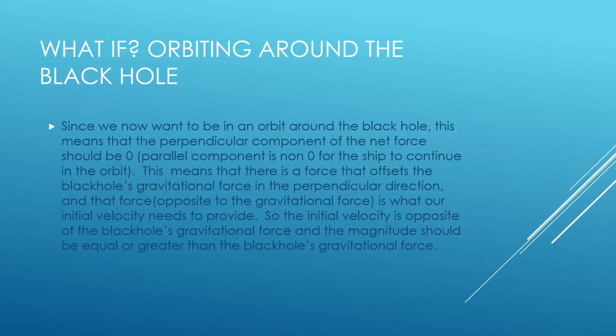So what if we're trying to orbit around the black hole? Since now we want to orbit around the black hole, this means that the perpendicular component of the net force should be 0, and this also means that there's a force that offsets the black hole's gravitational force in the perpendicular direction. So the initial velocity needs to be in the opposite direction of the black hole's gravitational force, and the magnitude should be equal to or greater than the black hole's gravitational force.